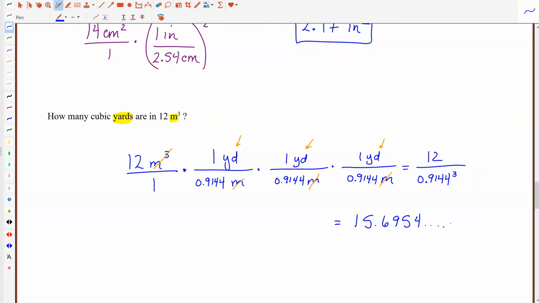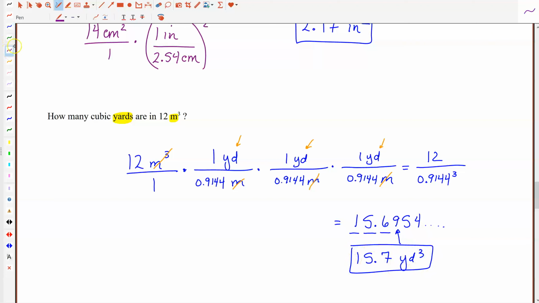15.6954, and there's a couple numbers after that, but if I want to keep this to 3 significant digits, I'll keep the 1, the 5, and then to figure out what's in my 3rd spot, since the number in the 4th spot is 5 or bigger, it's specifically that 9, I'll round up the value in the third spot, so I'll have 15.7, and then my units are in cubic yards.